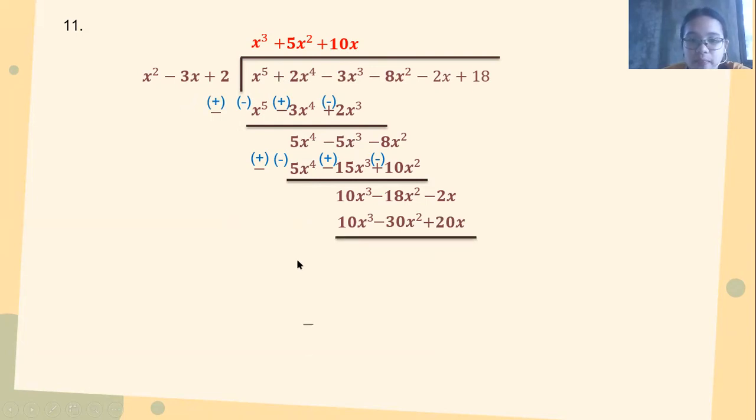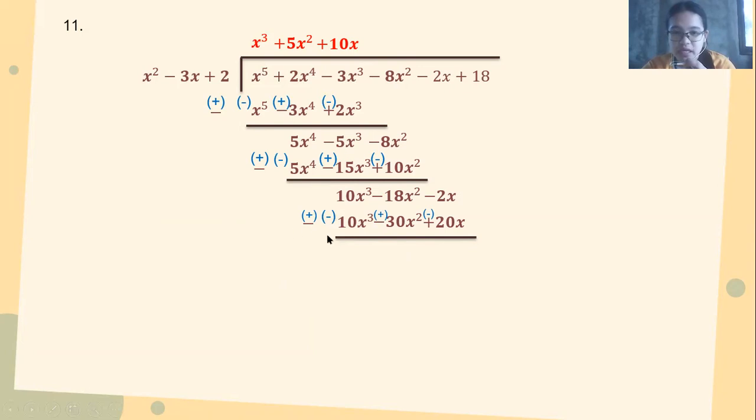We subtract and change the signs of our subtrahend. 10x cubed will become negative 10x cubed. Negative 30x squared will become positive 30x squared. Positive 20x will become negative 20x. And our operation sign will become addition, or plus.